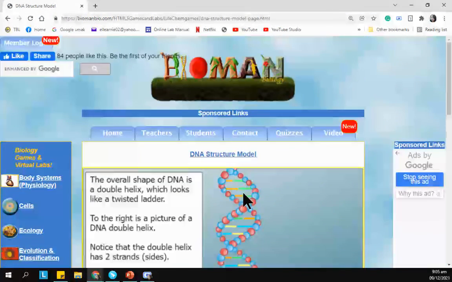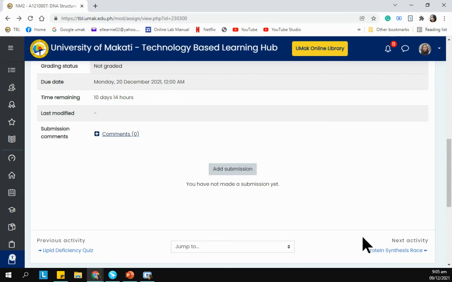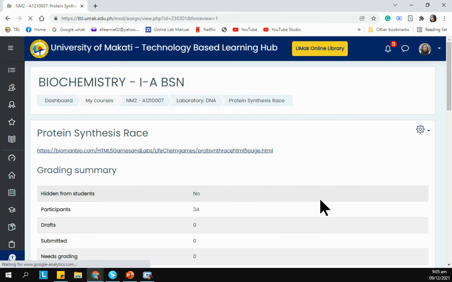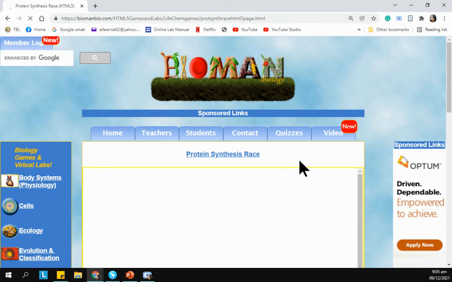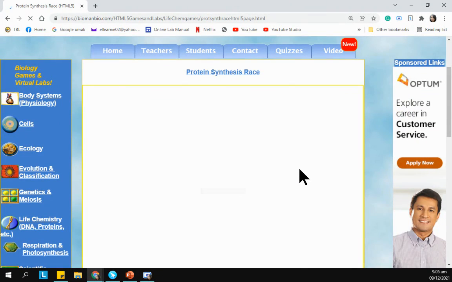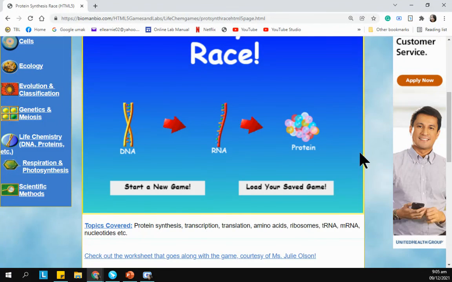The second one is the protein synthesis race. Okay? The protein synthesis race is a bit, it moves a lot, so it is a race to be fast. Same thing: answer the related questions and then take a screenshot. Both are 100 points. Any questions so far, guys?